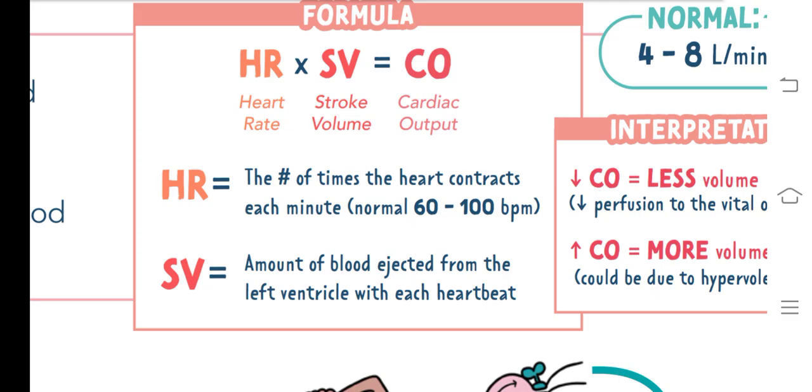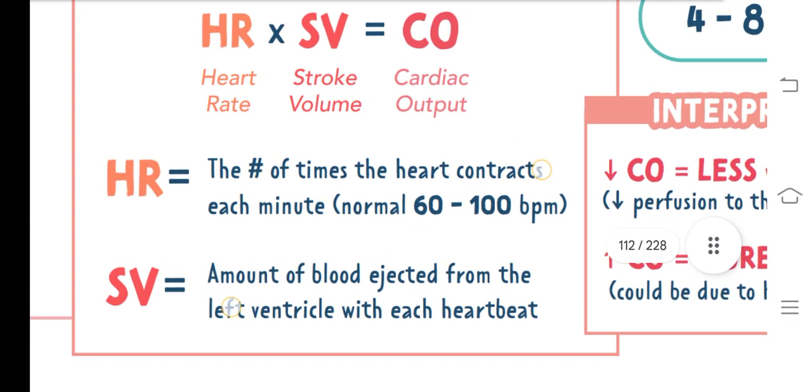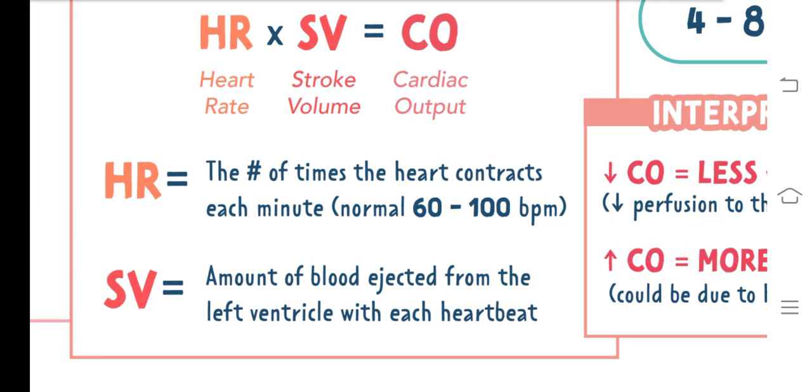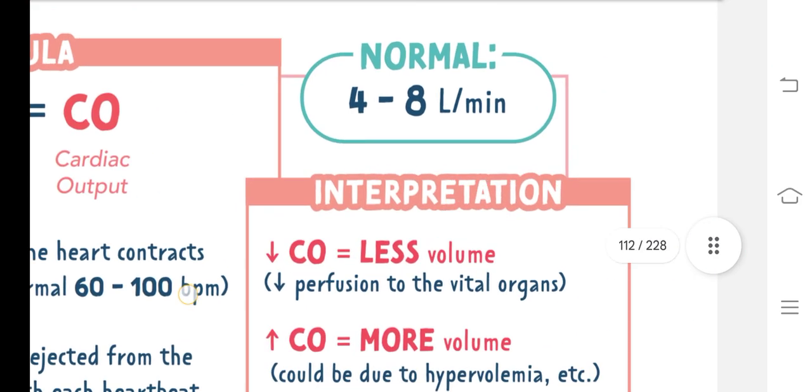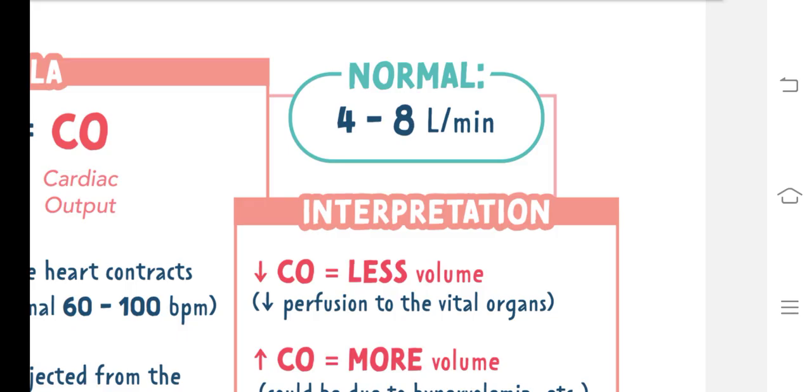So what is heart rate? Basically, heart rate is the number of times the heart contracts each minute, which is normally 60 to 100 beats per minute. And the stroke volume is the amount of blood which is ejected from the left ventricle with each and every heartbeat. So if we multiply heart rate and stroke volume, then we get cardiac output, which is normally 4 to 8 liters per minute.